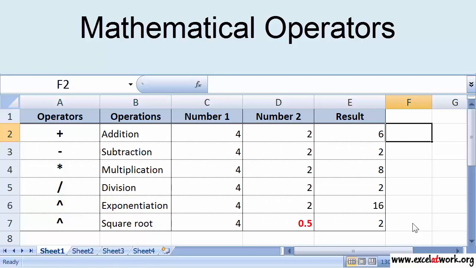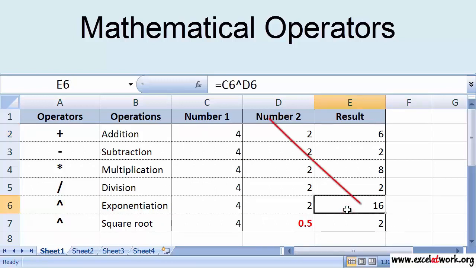I select cell E6 to see its contents in the formula bar. This formula is raising the value in cell C6 to the power of the value in cell D6. So it calculates 4 to the power of 2, which is 16.